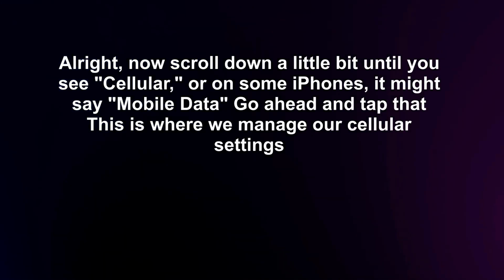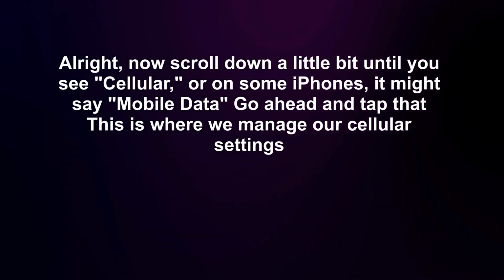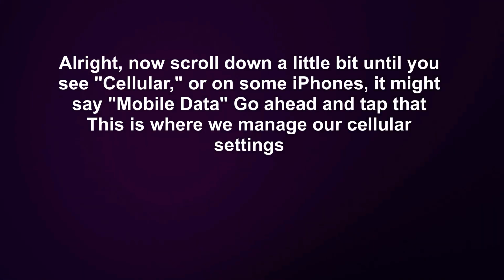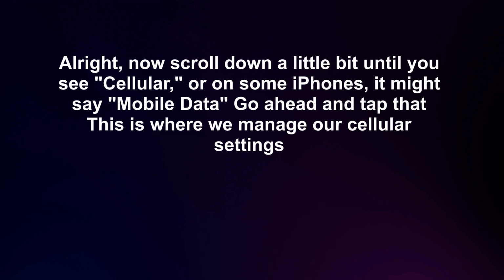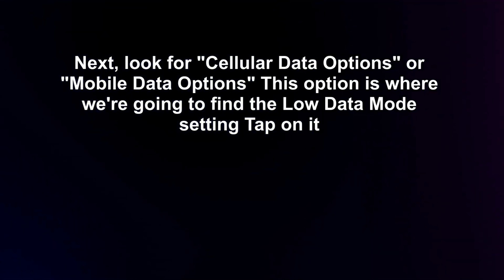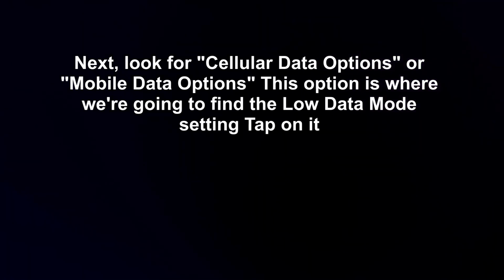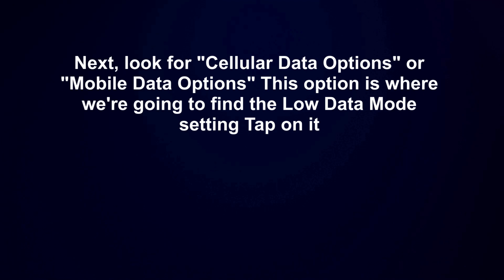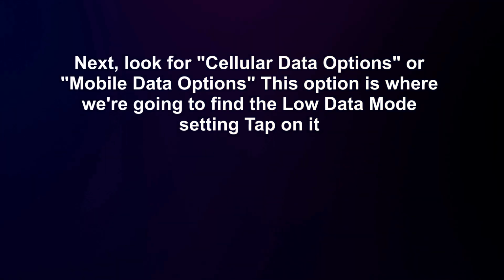Alright, now scroll down a little bit until you see Cellular, or on some iPhones, it might say Mobile Data. Go ahead and tap that. This is where we manage our cellular settings. Next, look for Cellular Data Options or Mobile Data Options. This option is where we're going to find the low data mode setting. Tap on it. Here it is.